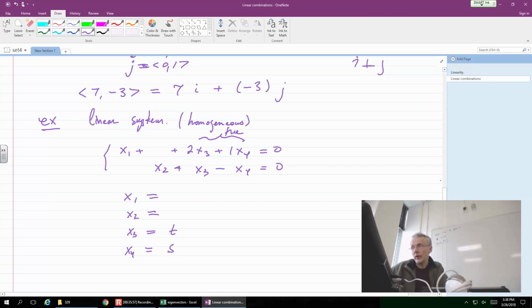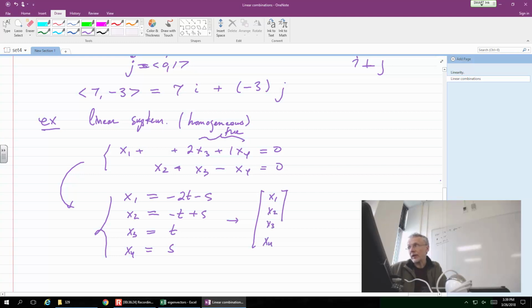And now everything is expressed in terms of t and s. So what is x1? Minus s. And the other one is negative t plus s, is it? Right? Okay, so we write it in vector form, so that my x1, x2, x3, x4 is expressed as a linear combination of the vectors to be determined, where the multiples will be t and s. t times a certain vector plus s times a certain vector. You just go along those equations and collect what you need.